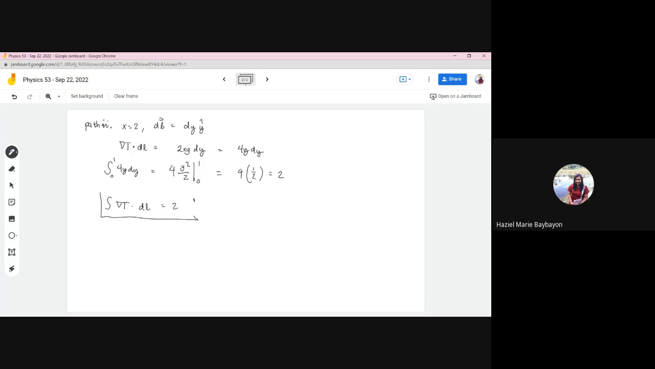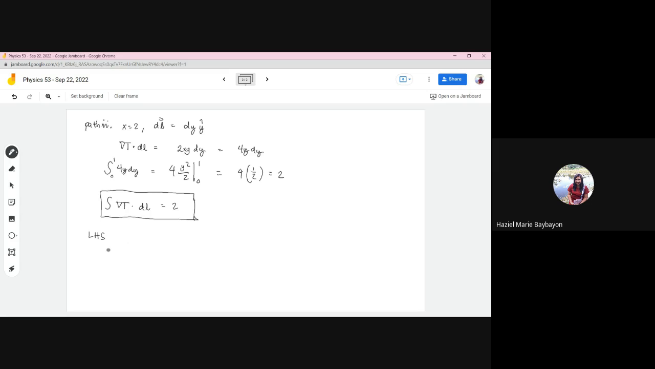Now, for the total line integral, we just have to add the path 1 and path 2 contributions. The first one is 0, so the integral of the gradient of t dot dl is just equal to 2. Now, let us take the right-hand side of the equation and see if we will arrive at the same answer.